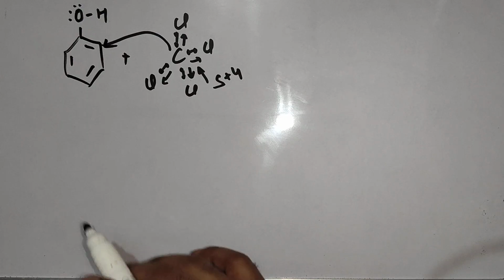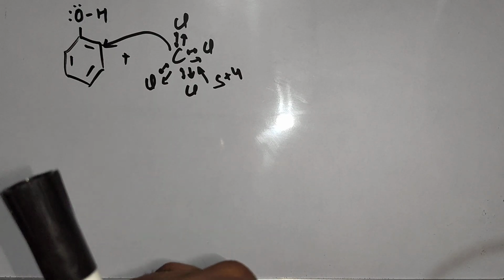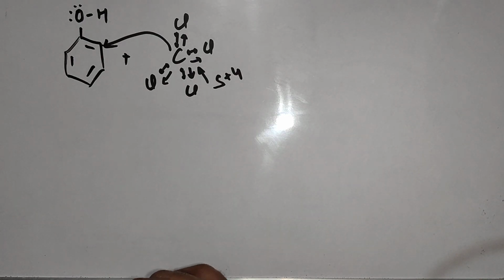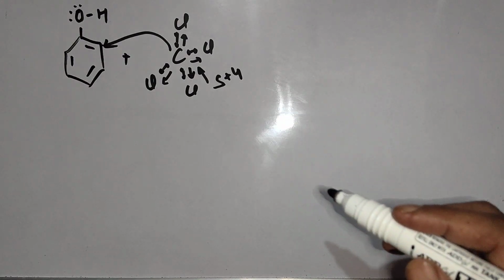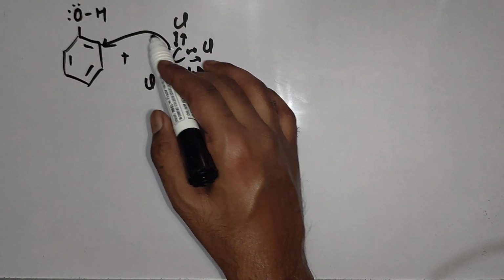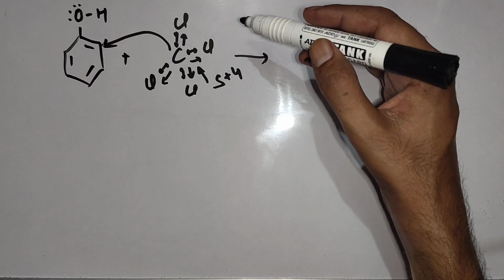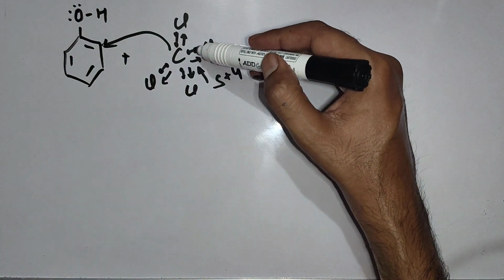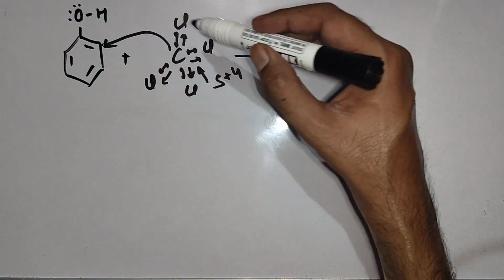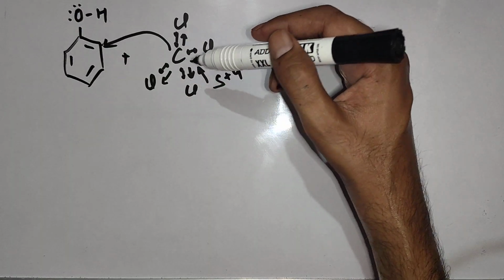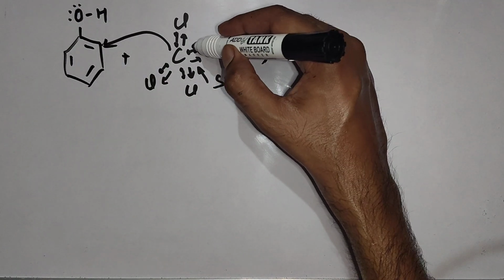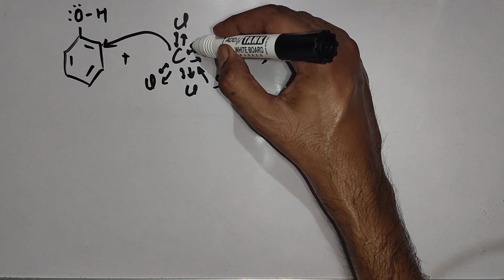Ortho position. Para can also be attacked, but ortho is major. I have discussed it with you. Now, as it will attack on it, obviously, this carbon can't make 5 bonds. The old bond will break. Let's break the old bond. Between chlorine and carbon, the bond will break.